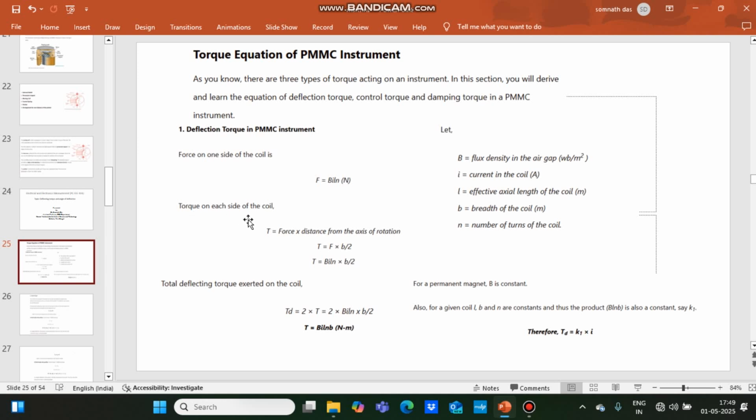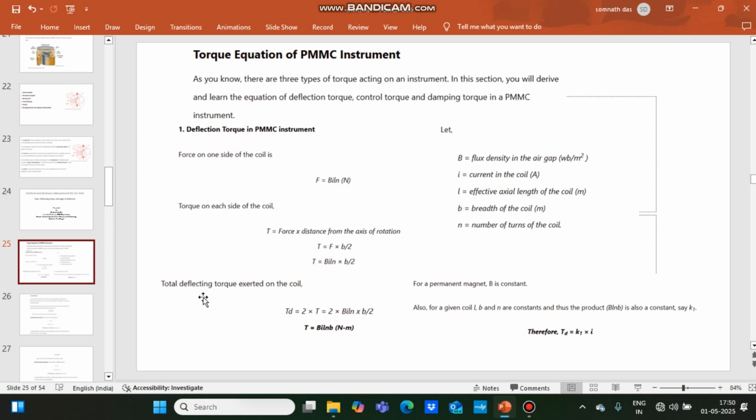Torque on each side of the coil: we know torque is calculated by force into distance from the axis of rotation. Force is equal to BILN, and distance from the axis of rotation is b by 2, where b is the breadth of the coil. So T equal to BILN into b by 2.